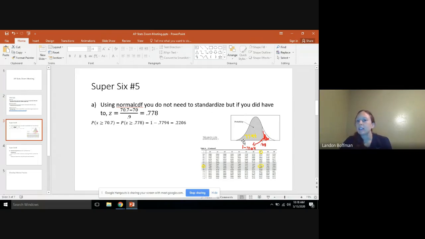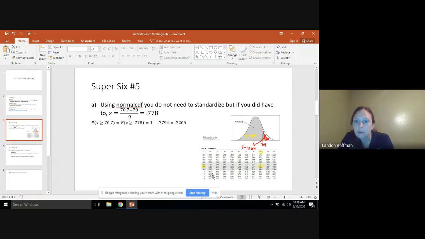So it's like, instead of the middle of your distribution being 70 and the standard deviation being 0.9, now the mean is 0 and the standard deviation is 1. But it's like if you converted all your data, 70.7 would fall at the same spot as 0.778. So that is what I put here in red.